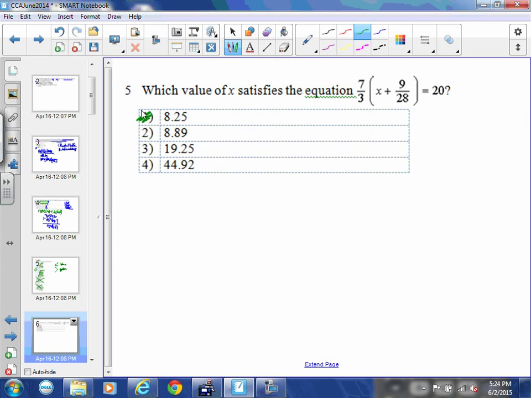For equations, you don't have to check all of them. Once you have an answer, you have an answer. Unless there's multiple answers, which maybe we'll see later.